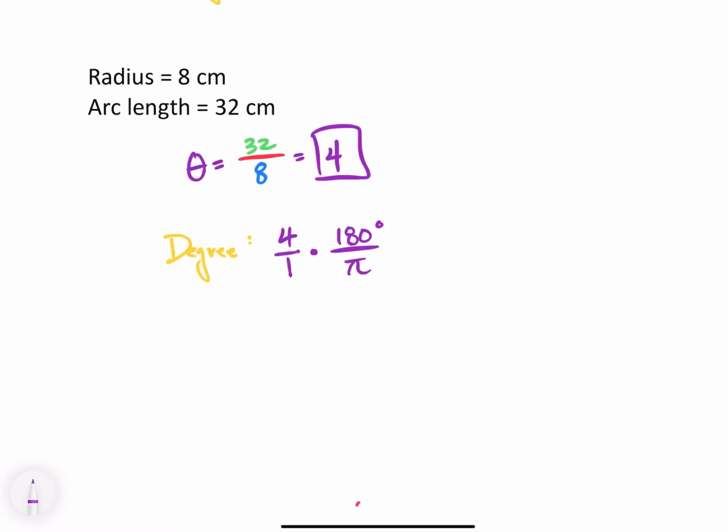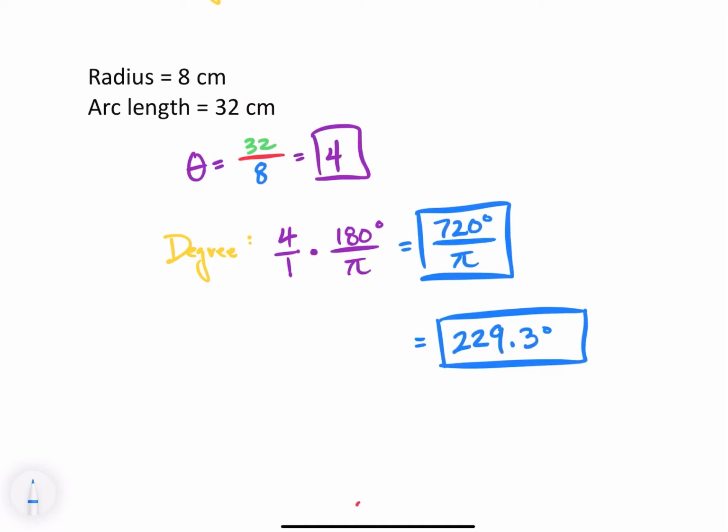So now we're just going to go ahead and see what we could simplify here, and there's nothing that we could really simplify. So if we multiply straight across, 4 times 180 is 720 degrees, and then 1 times pi is over pi. Now you could leave it like this depending if your teacher wants it in pi form, so our answer could look like this. Or if you go ahead and use 3.14 for pi, or you type it into your calculator, you're going to get approximately 229.3 degrees. So if you actually use 3.14, it's going to be somewhere around there.